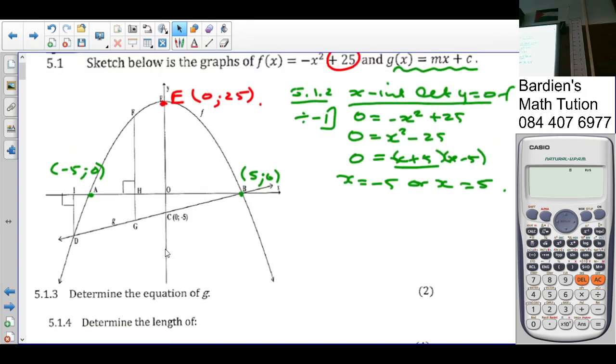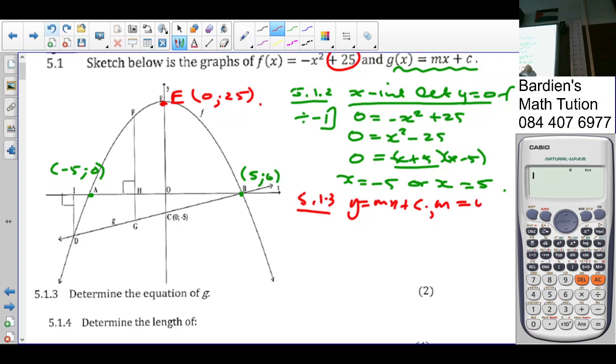The next question is to determine the equation of G. So if you're looking at G of x, it is the straight line, that graph going through it. So how do you calculate the equation of a straight line? y is equal to mx plus c, and m is your gradient, which is y2 minus y1 over x2 minus x1.